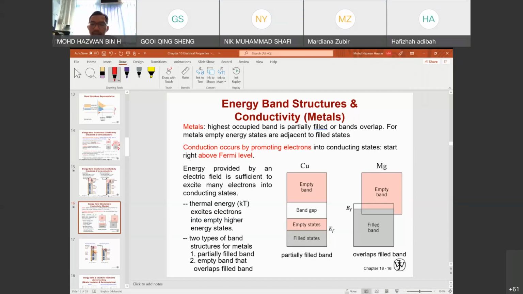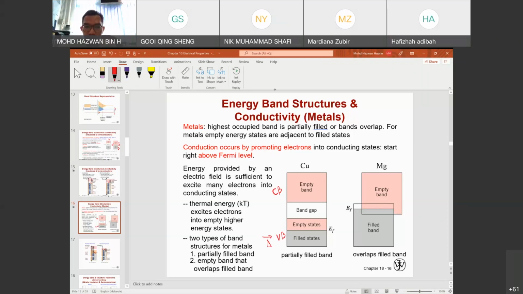So, thermal energy will give an influence to the valence band. This is actually the valence band, and this is actually the conduction band. When you heat this material, the electron can excite into higher empty energy states.